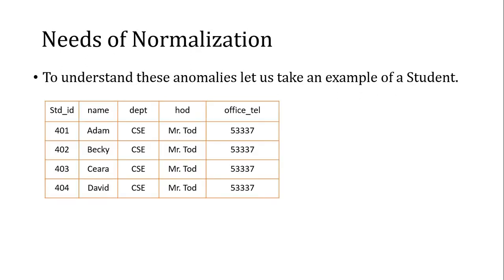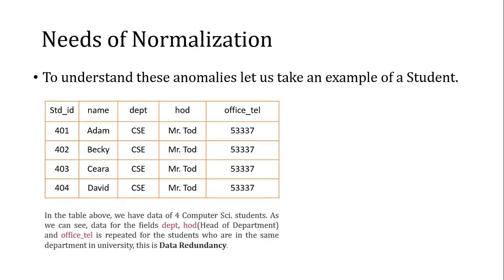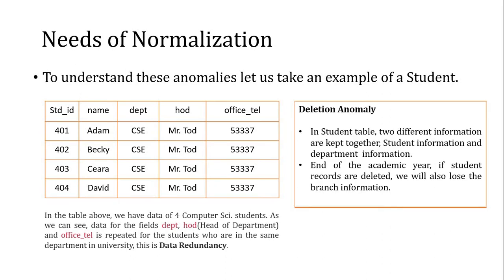And if we want to delete some rows, suppose the same thing in a student table, two different kinds of information are kept together: student information and department information.